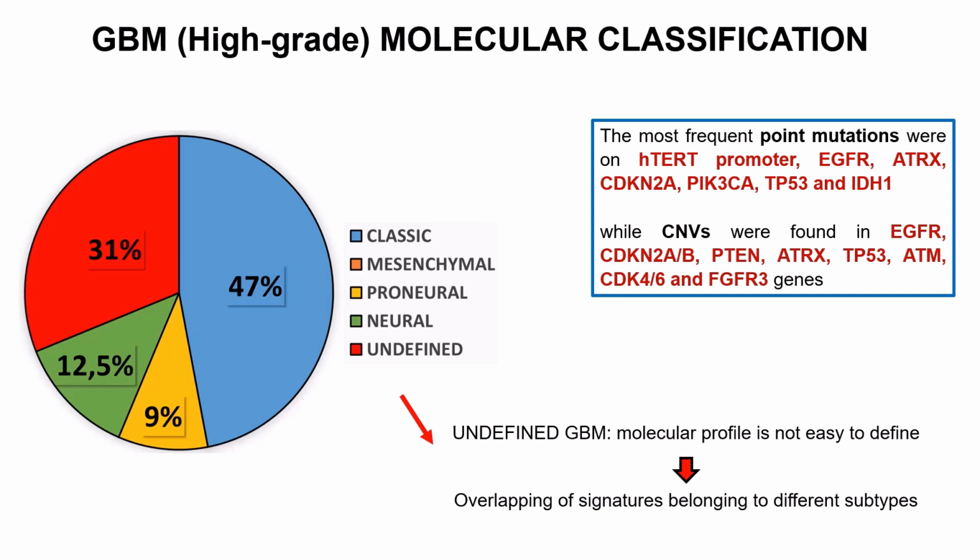Using this classification, we can classify our gliomas, as you can see in the graph. So 31% no mesenchymal subtypes were found, 47% classic, 9% proneural, 12% neural, and 31% could be classified as undefined GBM, showing an overlapping signature belonging to different subtypes.